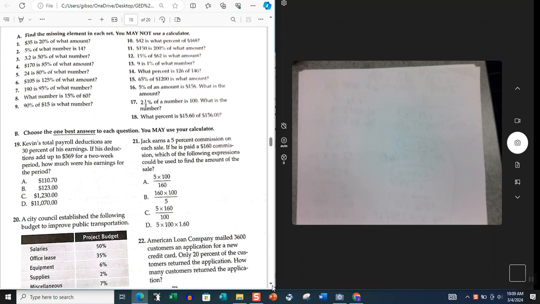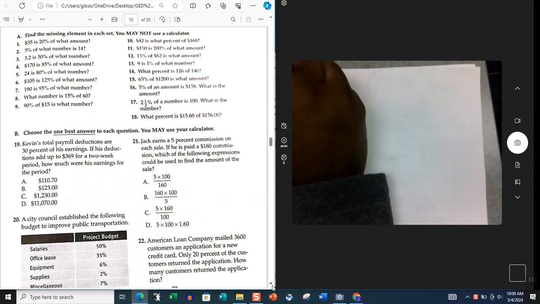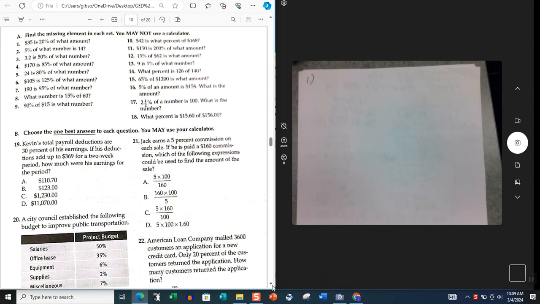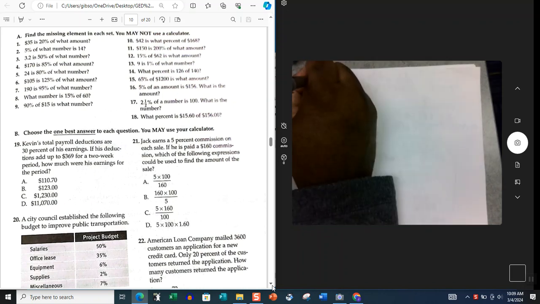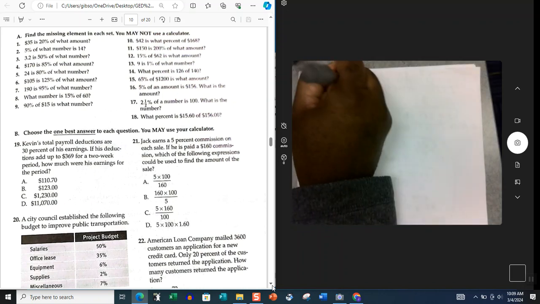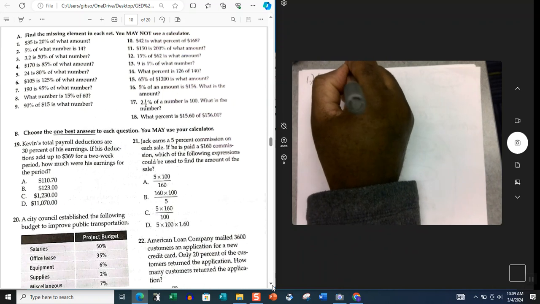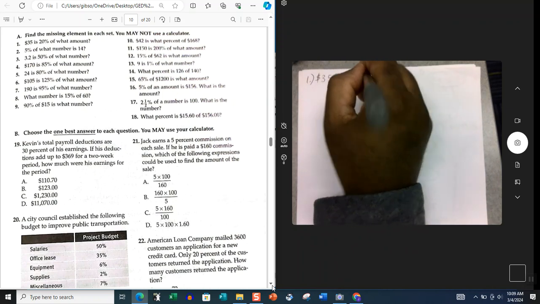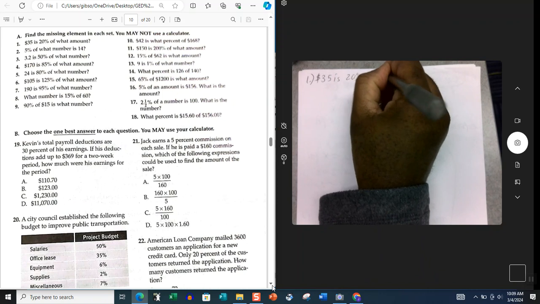Okay, so with A, it says find the missing element in each set. You may not use a calculator. So basically, we're going to be doing the same thing we did in the previous section because we're going to use the algebraic method. So let's take a look at problem number 1. For problem number 1, I'm just going to write this first one out, and the rest we'll just read and go through. So let me write that out.